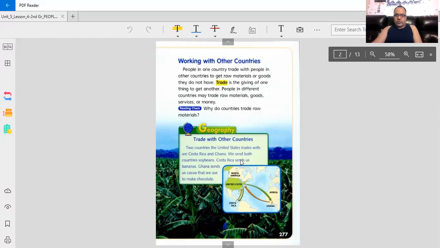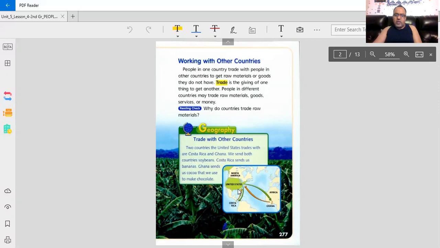Trade with other countries. Two countries the United States trades with are Costa Rica and Ghana. We send both countries soybeans. Costa Rica sends us bananas. Ghana sends us cocoa that we use to make chocolate. Also, we don't give them money.